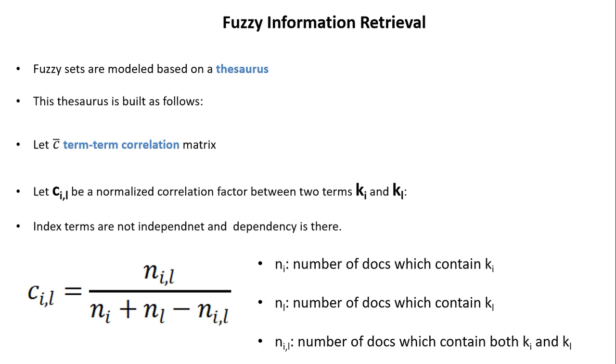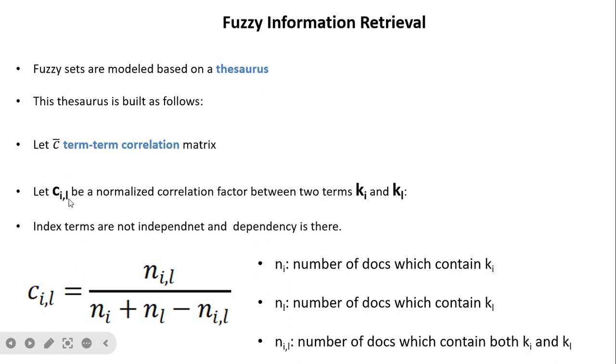Now we start with the actual process, that is a fuzzy system which comes under the set theoretic models. Fuzzy information retrieval: fuzzy sets are modeled based on the source. The source is built as follows. The C bar is a term-term correlation matrix. So term is nothing but the keywords. Let Cil be a normalized correlation factor between the two terms Ki and Kl. Index terms are not independent and dependency is there. So this is nothing but the fuzzy algebra.